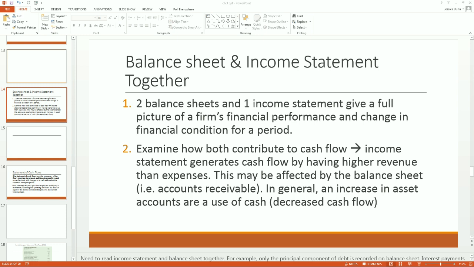For example, only the principal component of debt is recorded on the balance sheet. Interest payments are included in the income statement. To calculate total debt service for a year from the statements, you would need to sum the interest expense and the current portion of long-term debt from the balance sheet for the end of the prior year. We can look and see how both contribute to cash flow. The income statement generates cash flow by having higher revenue than expenses. This may be affected by the balance sheet. In general, an increase in asset accounts is a use of cash.